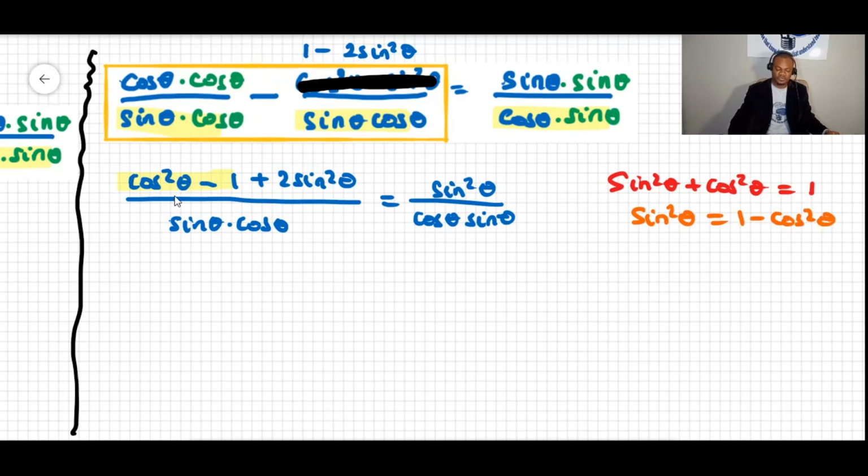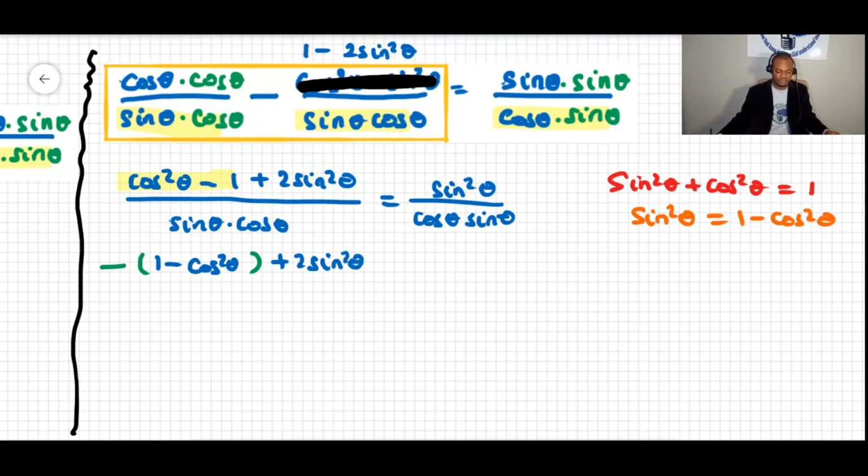Now what we can do over here, if we write a negative there, we can write the same thing as 1 minus cos squared theta. If we place the negative outside the brackets, then when we place it in, it's going to be negative 1, and negative and negative make positive cos squared. So we can write it like that, and then we have plus 2 sin squared theta.